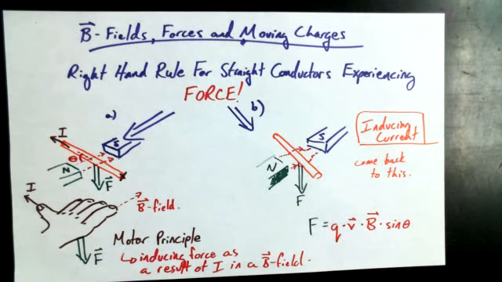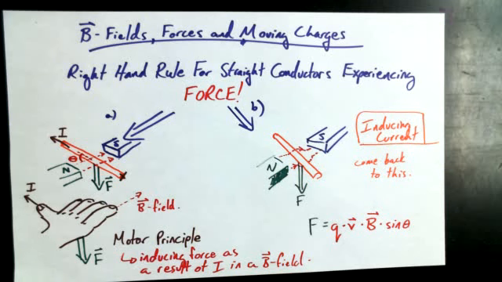Perpendicular is the special case, where sine of 90 is what? 1. So it simplifies out a little bit. That's the nice simple scenario. Sometimes they're not perfectly perpendicular. In fact, in general, they're not. Okay, so the theta is between the magnetic field and the current, the path of the current.